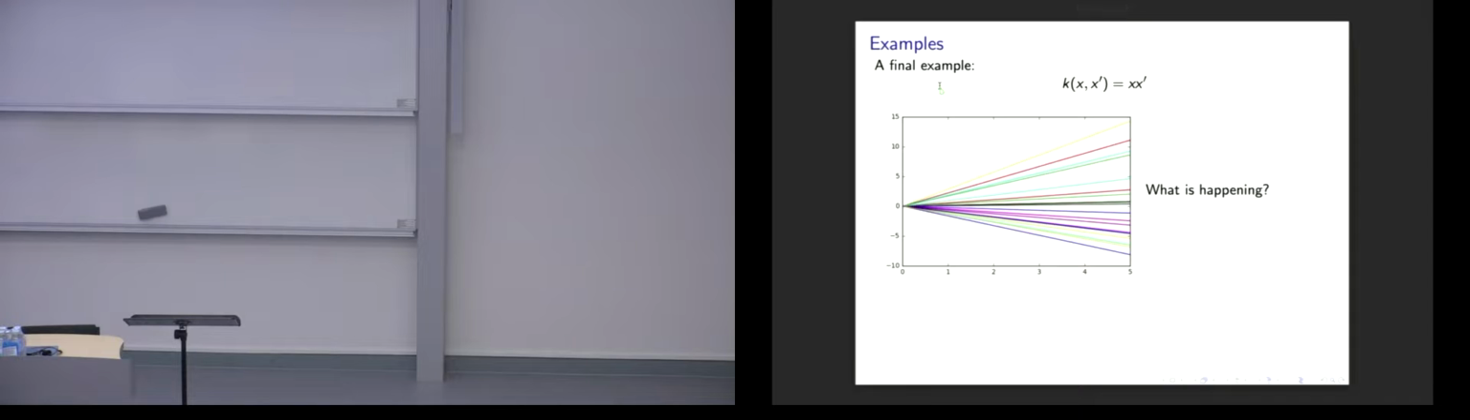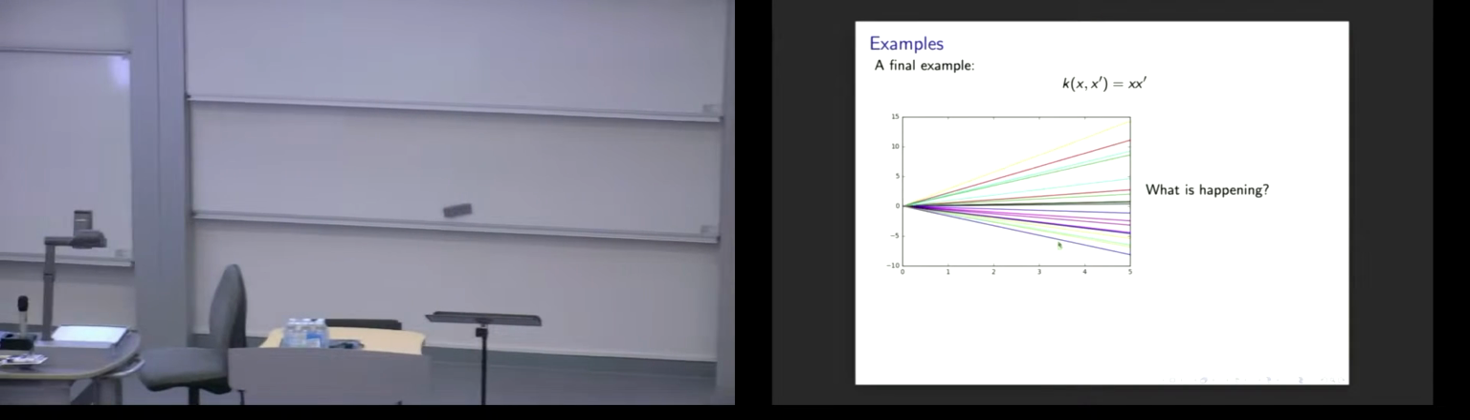Okay, one final example is what's called the linear kernel. Here I've got k of x, x prime, is just equal to x times x prime. And what you can see here is lines that all start at 0, and then they're just straight lines forevermore. The question is, what's happening here? Why does that happen?